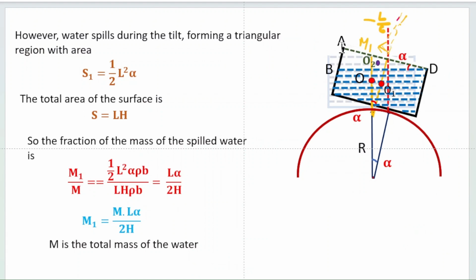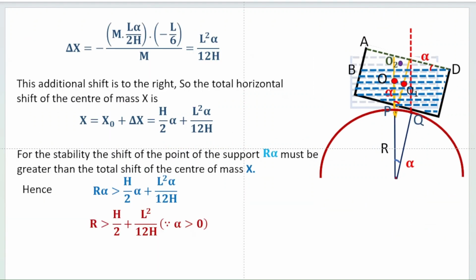this is the area of the triangle due to the removed mass. That area can be written as S1 is equal to half L square alpha. The total area of this container is S is equal to L h. The ratio of m1 by m is equal to half L square alpha rho by L h rho, volume into density I write as. From here I can get L alpha by 2h. We will get delta x like this: L square alpha by 12h.